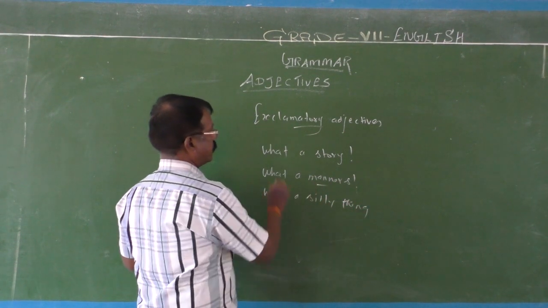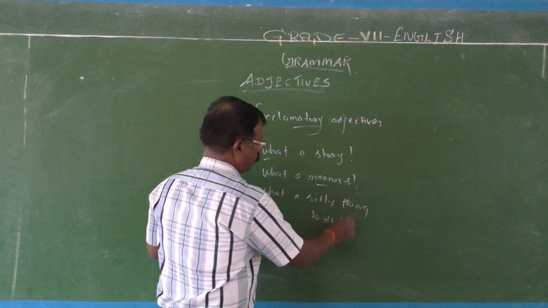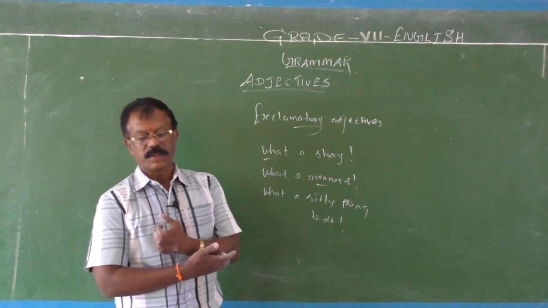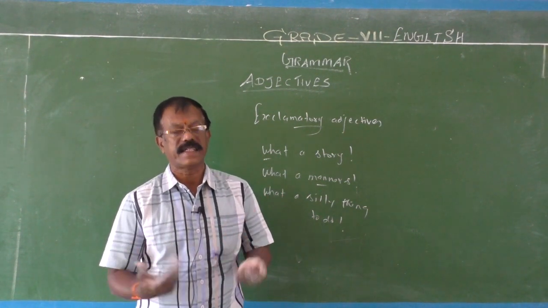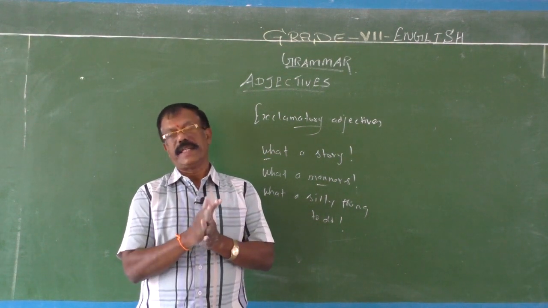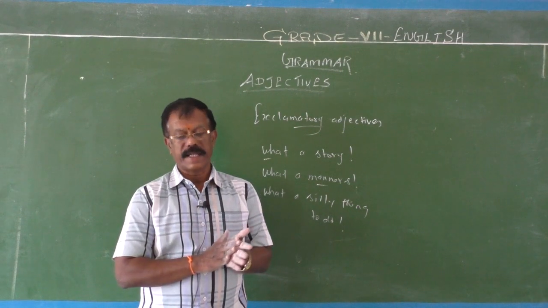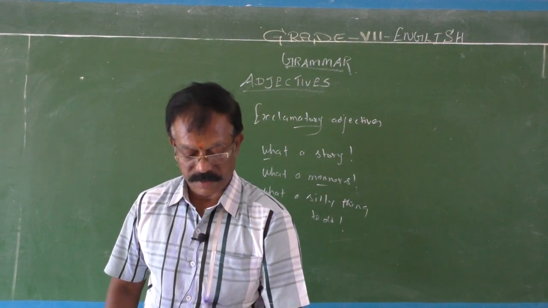See, what a manners, what a story, what a silly thing to do. So in all these cases, we have adjectives to create an exclamatory, excited sense. Therefore, we get excited when we use these adjectives. So they are called exclamatory sentences.